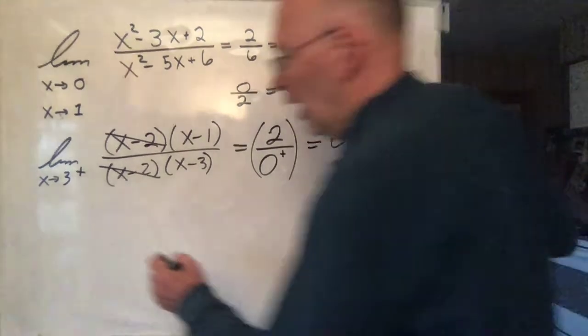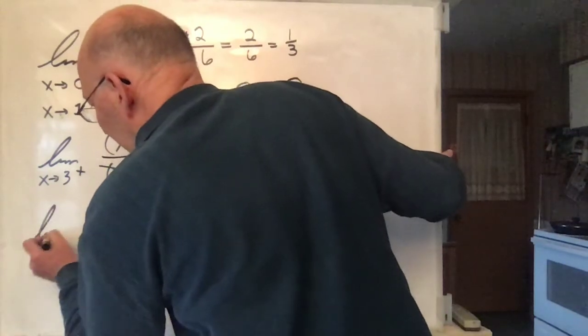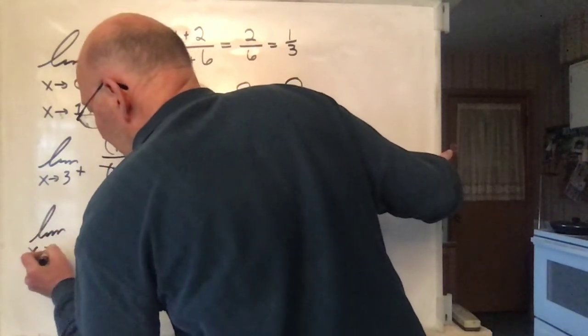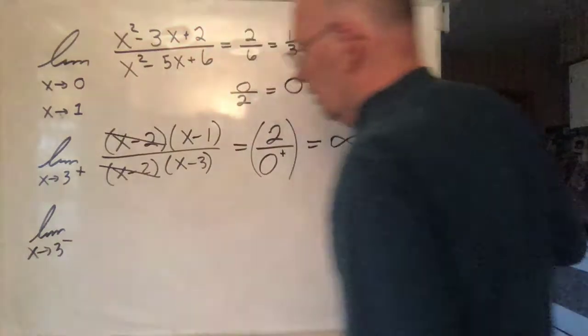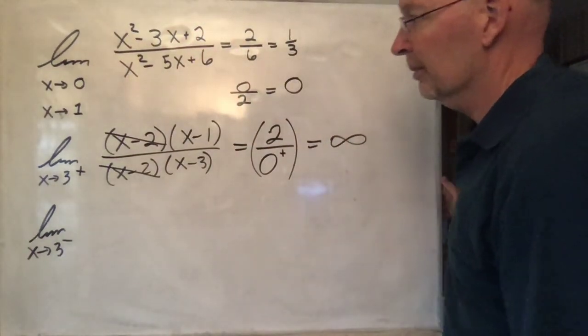Okay? On the other hand, if you take the limit of this same thing as x approaches 3 from the left, then how do things change?